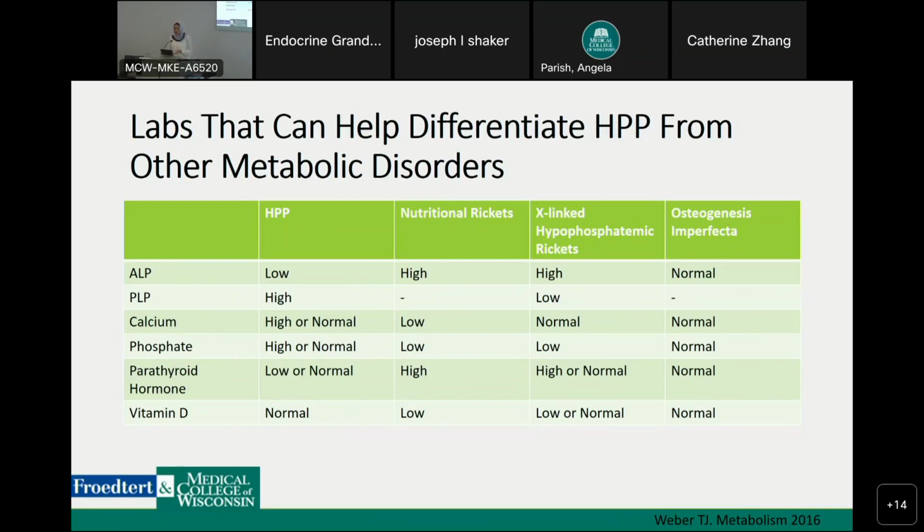And then we have low phosphate in XLH. Parathyroid hormone can be normal or high in HPP, and it is actually high in both nutritional rickets and XLH. And the vitamin D is normal in HPP, in contrast to nutritional rickets and XLH. It's low in nutritional rickets, of course, and it's low to normal in XLH.